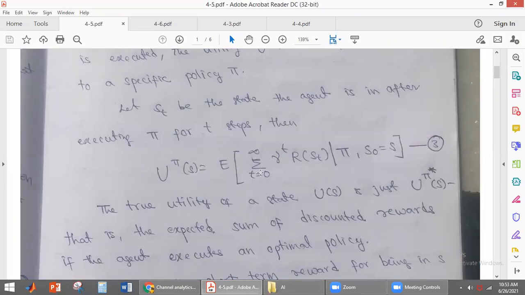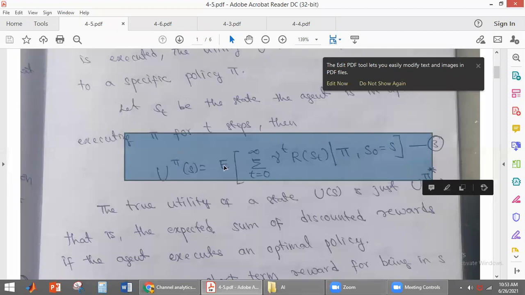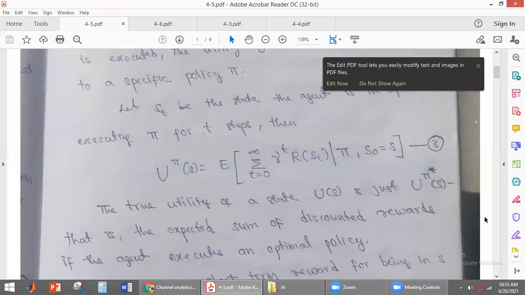So the policy which gives you the highest utility, we denote it as U pi star of s. So that is the actual true policy. We have to consider the policy which is giving the highest utility value. So the true policy is the policy which gives you the highest utility value. This is the formula we are using to find out the highest utility value, students.